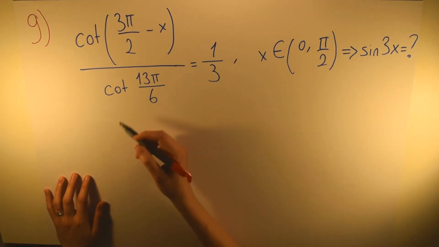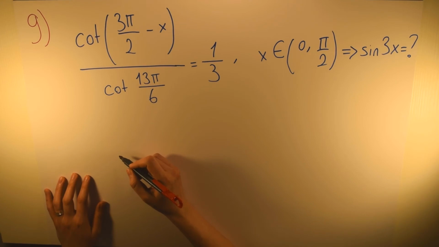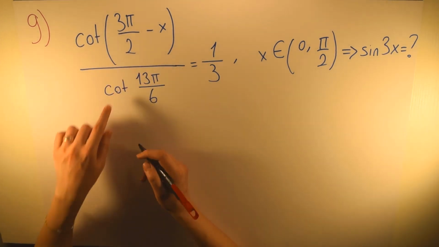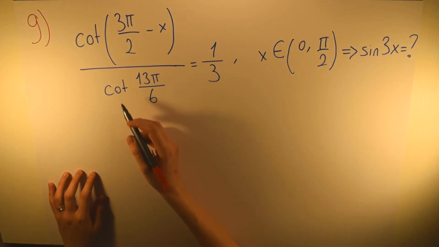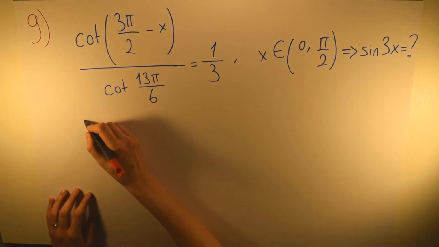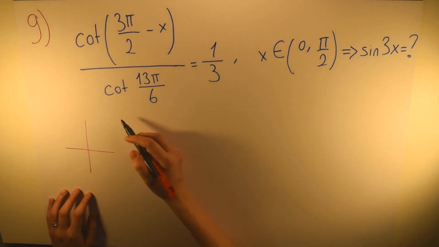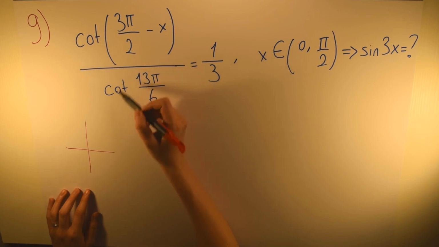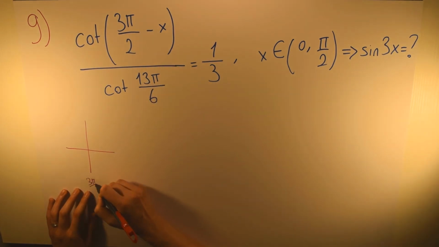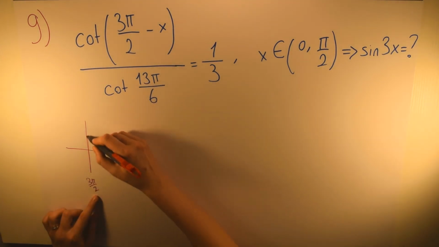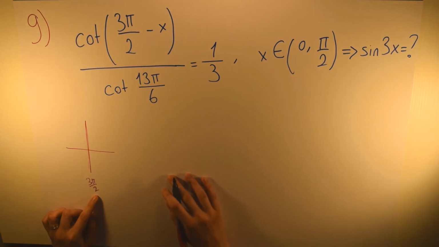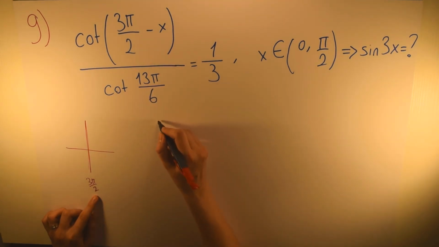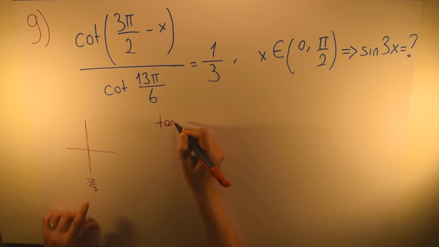So instead of this, how can I rewrite this one? Let's do that. Cotangent 3π over 2. Let's draw our unit circle first. Okay, so 3π over 2, it's here, right? Here our function name changes, so cotangent will become tangent, our first step.